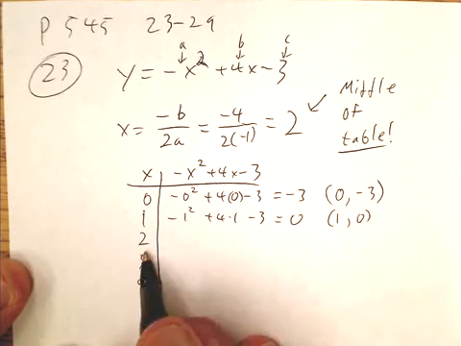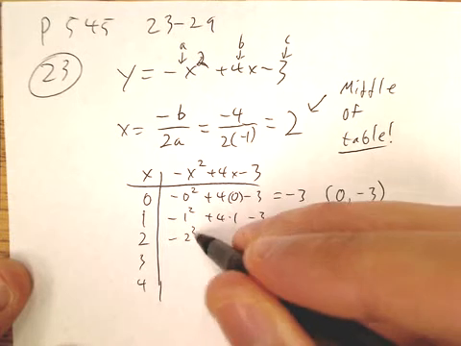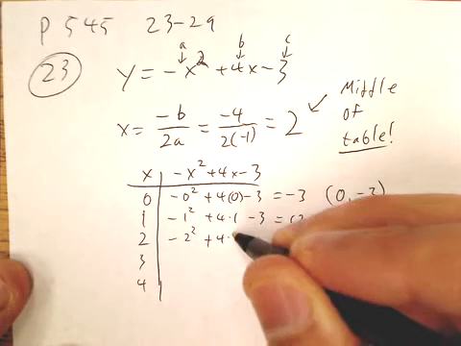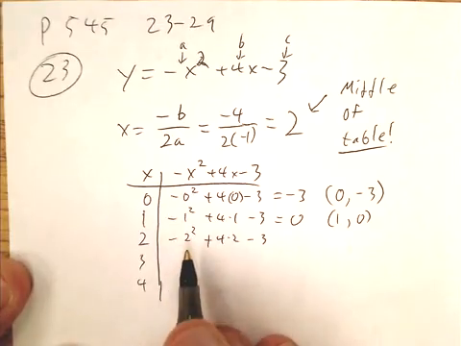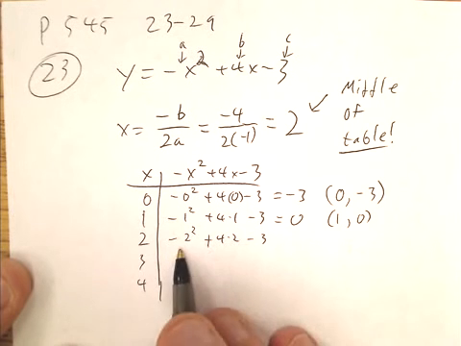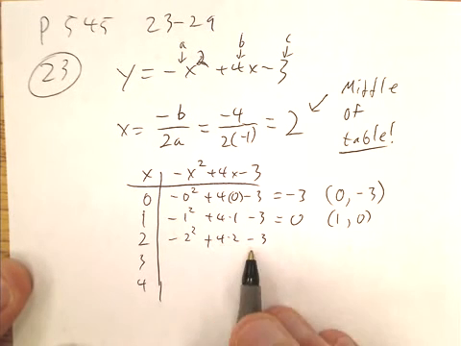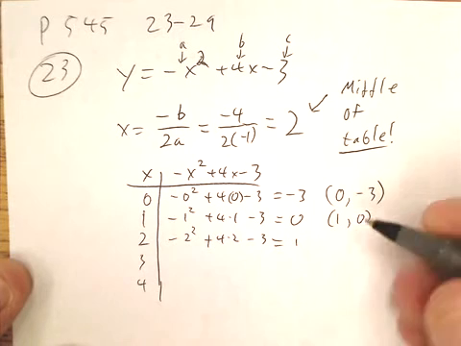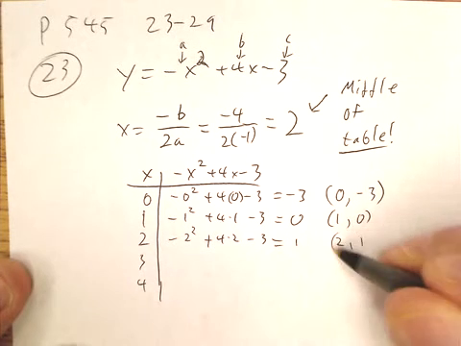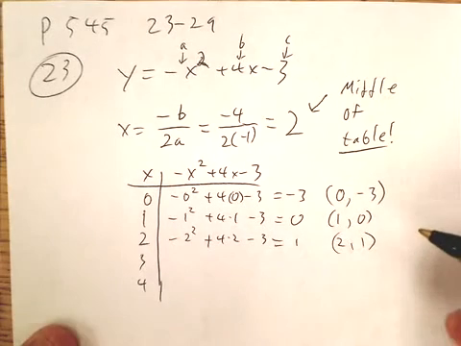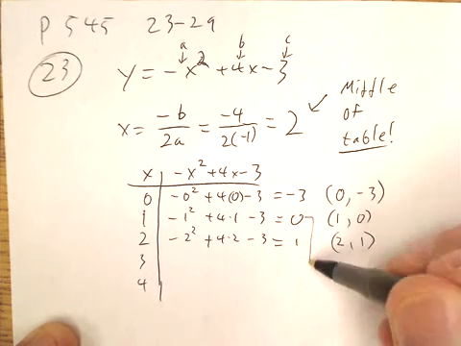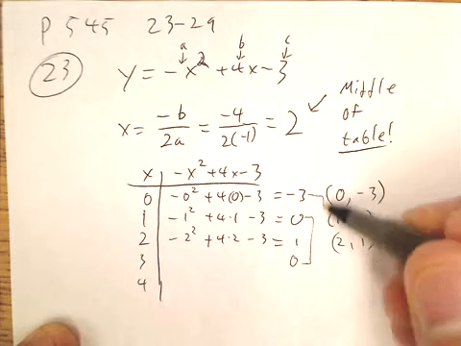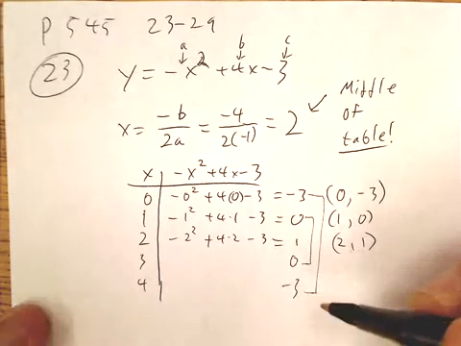Okay, for the 2, negative 2 squared plus 4 times 2 minus 3. Well, let me see. 2 squared is 4, so it's negative 4. That's 8. So negative 4 plus 8 minus 3, that's 1. And I'm going to be brave and just cite the symmetry here. So if this is 0, that one should be 0. If this one's negative 3, that one should be negative 3.